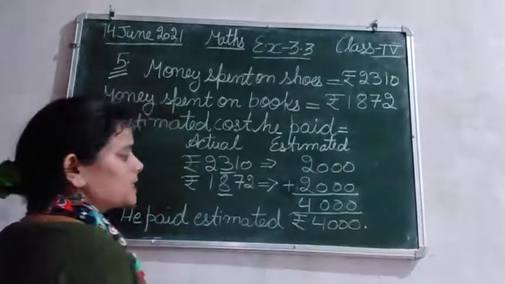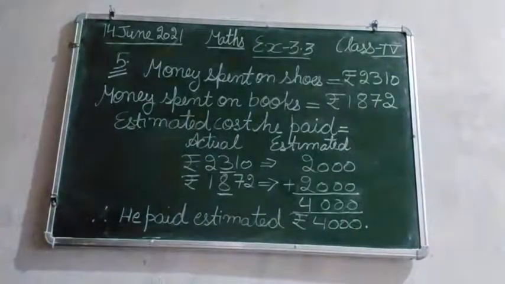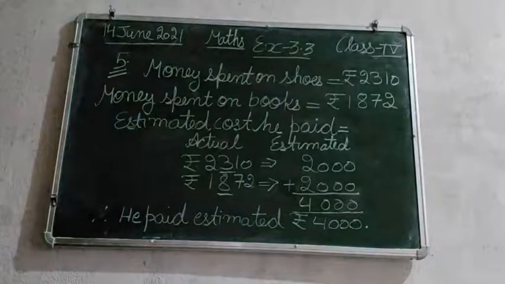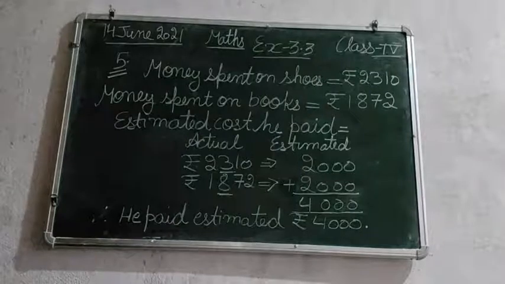4000 and this is full stop. तो कितने पे किए? 4000. Clear? So this is the solution of question number 5 from exercise 3.3. You can pause your videos here and note it down in your notebooks.